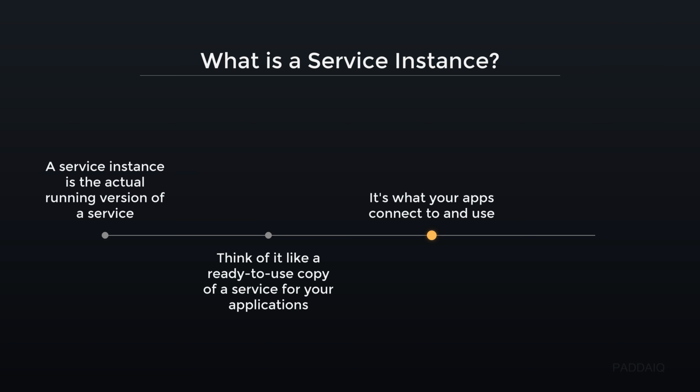It is what your apps connect to and use. This means your application code links directly to this service instance to access its capabilities, like a database or messaging system. For example, your app connects to a database service instance to store user data. This direct connection is how your software leverages the service's functionality.